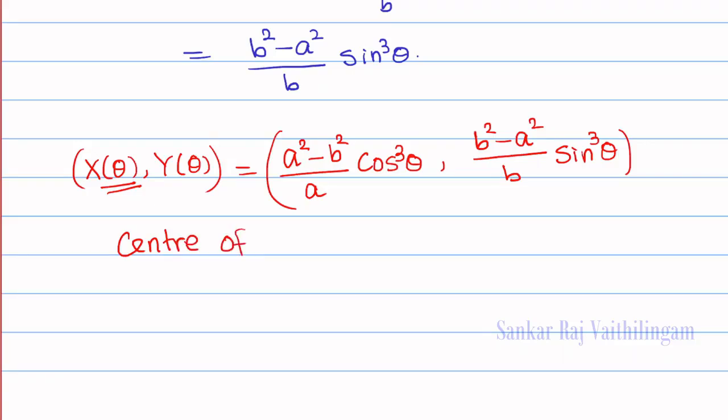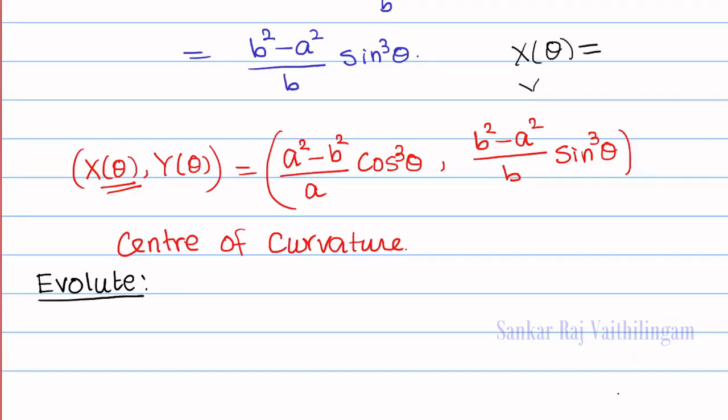Center of the curvature. Okay, so now what are we going to find? We are going to find what is our evolute. The locus of the center of curvature is known to be the evolute. So how do we calculate this evolute? We need to eliminate theta from these two equations, x of theta and y of theta. If we eliminate theta from these two, we will get the evolute.